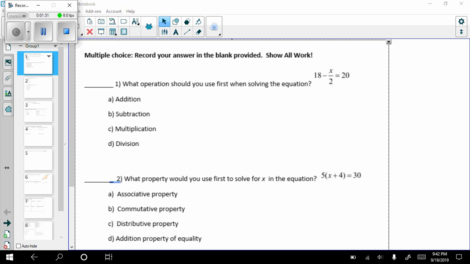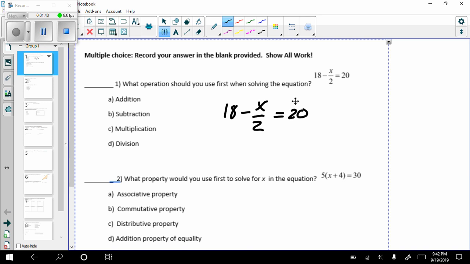So for number one, we have this equation, and we are trying to solve it. All they're asking you is what you would have done first to solve it. You have 18 minus x over 2 equals 20. Okay, so here's the deal. This x needs to stay where it's at. That's supposed to be an arrow. That x is supposed to stay where it's at.